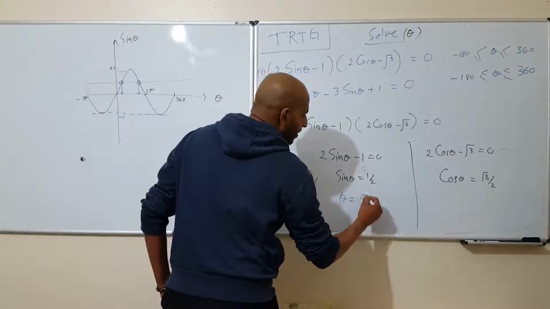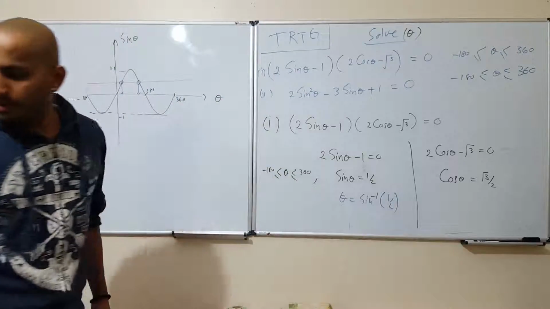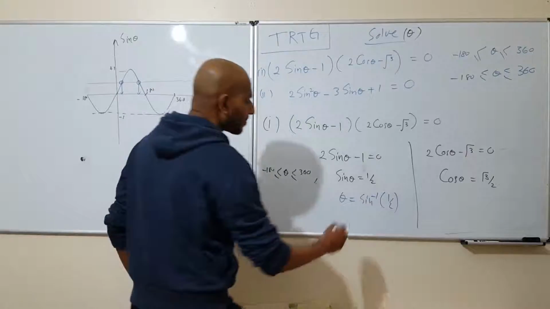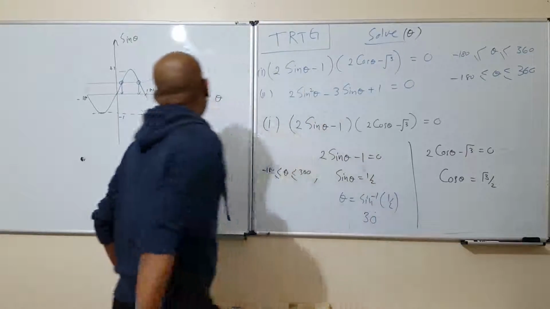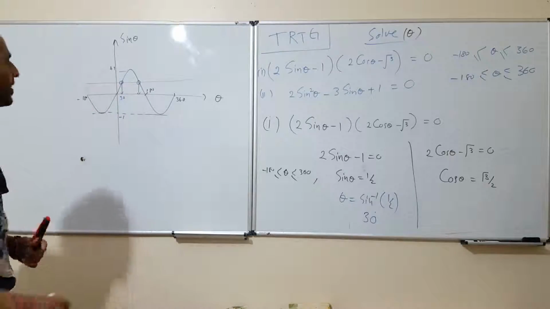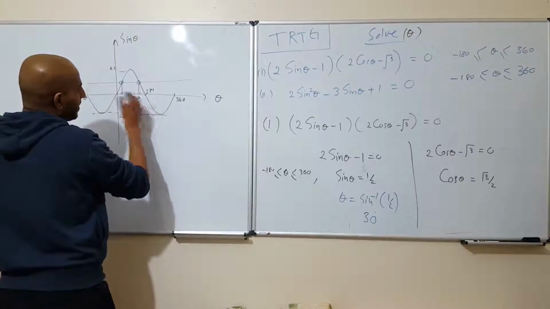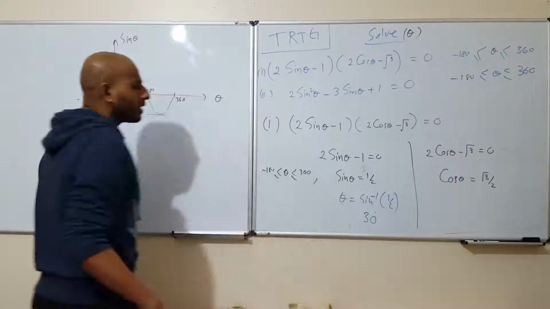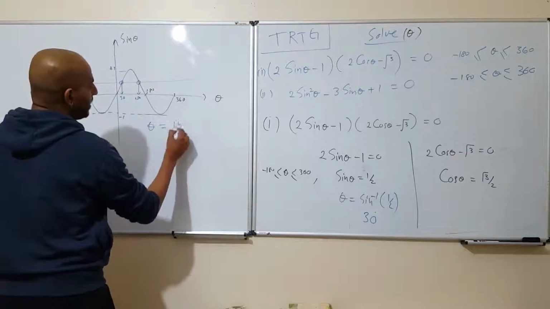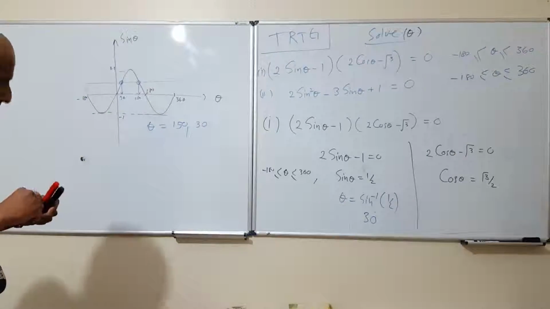Theta equals sine inverse half. You're going to get the first value, basically 30 degrees. Looking at the pattern of symmetry, that's 180, and this should be 150 degrees. So theta could be 150 or 30. There's one of them.